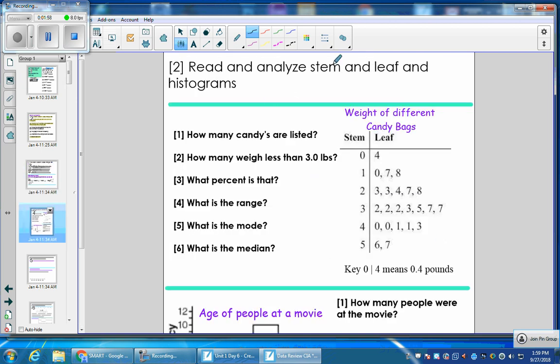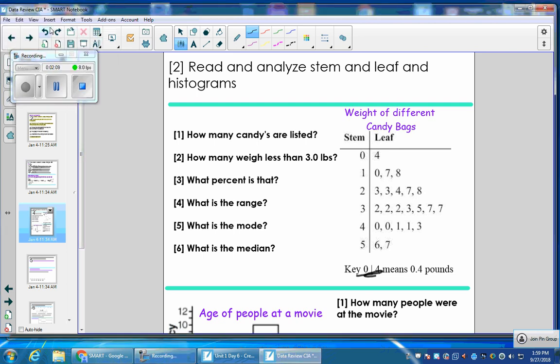Now we're going to move into stem and leaf plots. So we always want to make sure we look at the key for our stem and leaf plot. If we look at our key, it tells us that 0 | 4 means 0.4. So this first value is 0.4, this last value is 5.7, and so forth, okay?